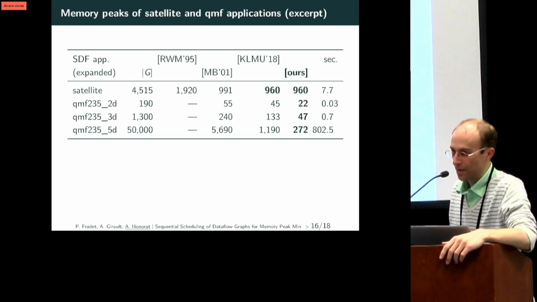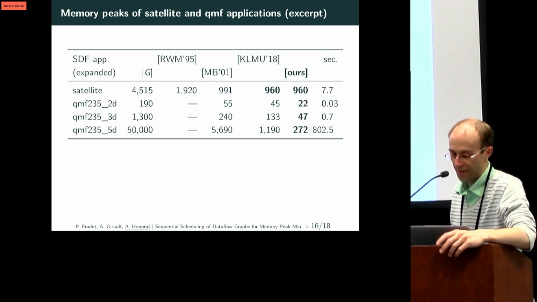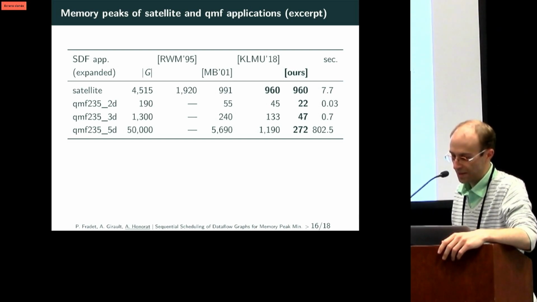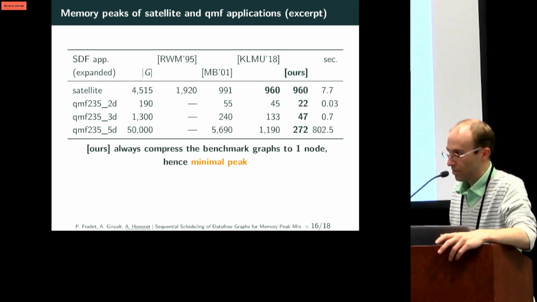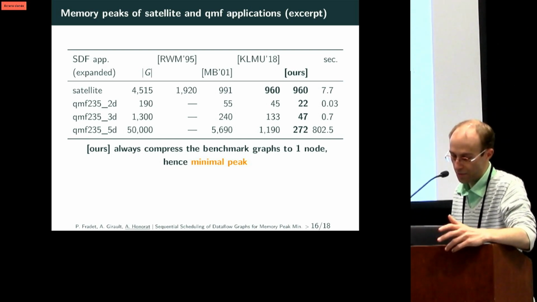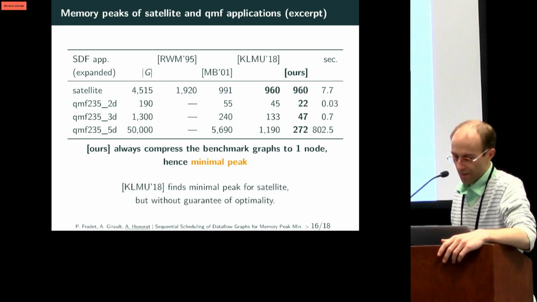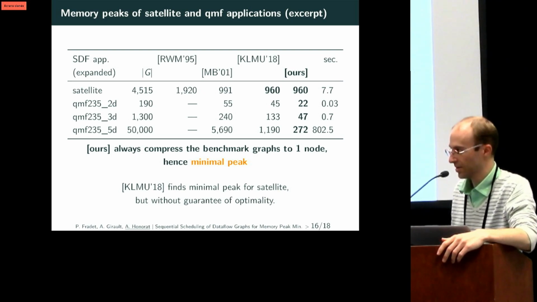So we have considered a small benchmark of SDF applications that we have fully expanded to a task graph, and especially the satellite and QMF applications. And in this case, we always outperform state of the art. And actually, all those graphs are compressed to a single node, so we ensure to compute the minimal peak. In only one case, another work finds the optimal peak, but without the guarantee of optimality.